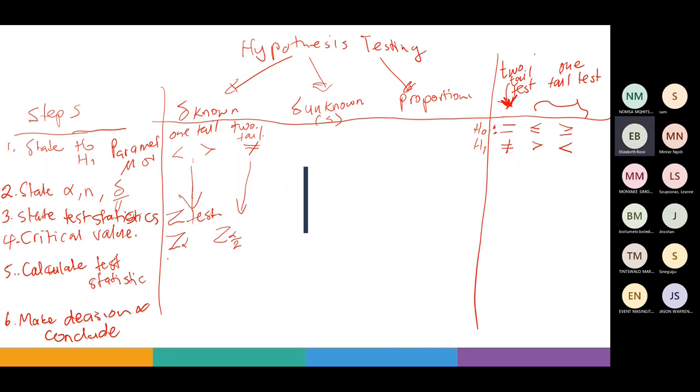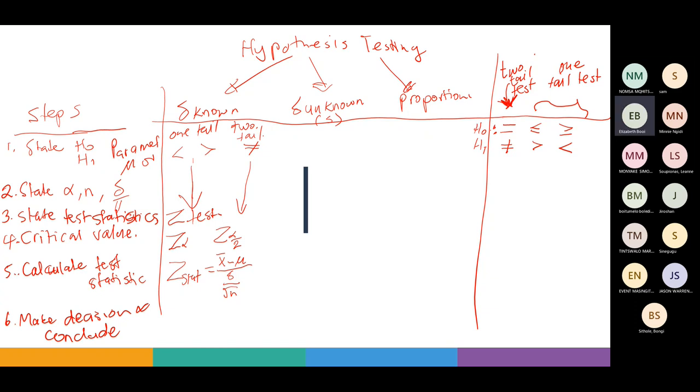When you calculate your test statistic for the Z test, you just use your z-stat, which is your normal z-score calculation from the sampling distribution: your sample mean minus your population mean, divided by the population standard deviation over the square root of n. That's how you will find the test statistic. You're going to use your test statistic and the critical value, depending on your test.